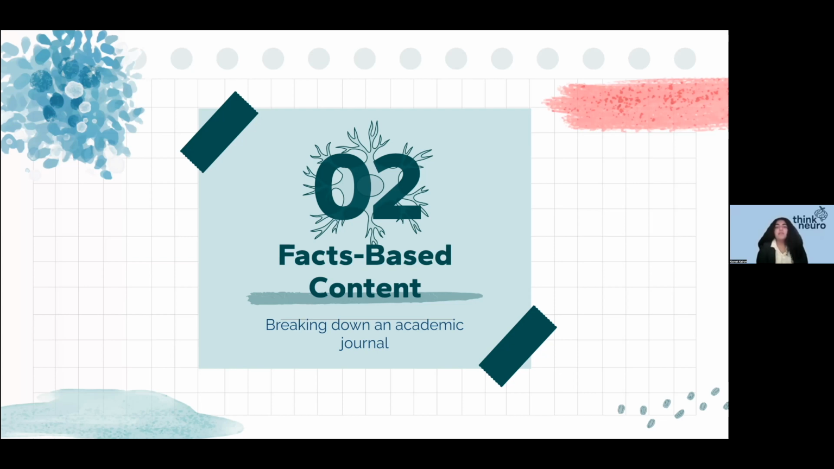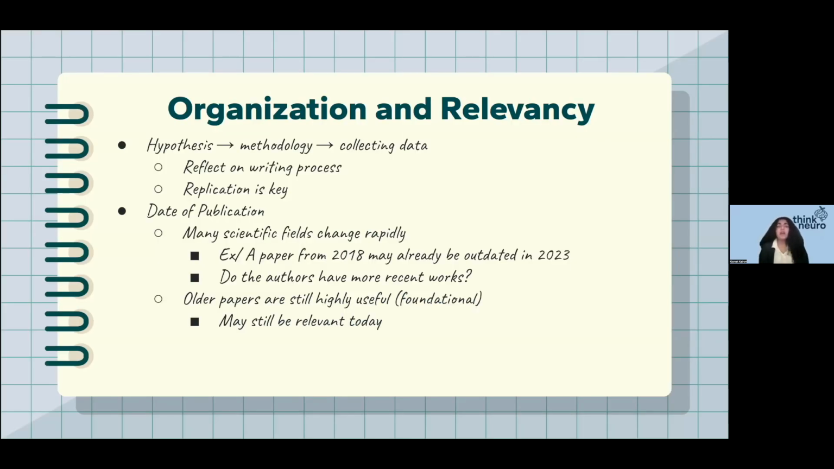Next we have part 2, which is going into how to discuss an academic journal and how to take away each part of an academic journal. First off, you want to think about how an academic journal is organized overall. Typically, an academic journal will be organized so that you have a hypothesis or an abstract. You will have a section that goes into how the research was conducted, which is called the methodology. And then next, you will have a section where they talk about all of the results that they have.